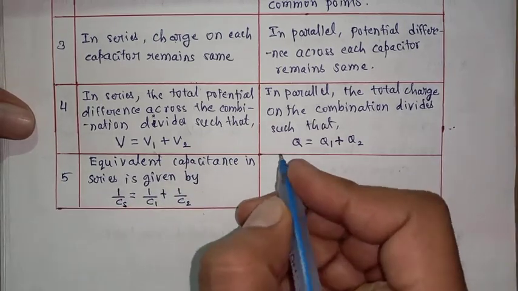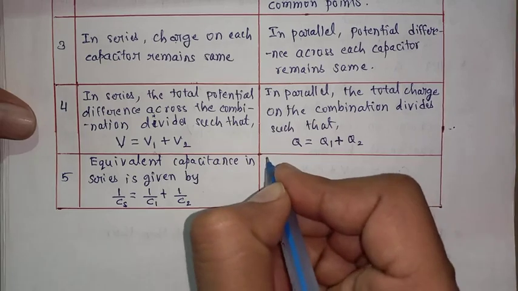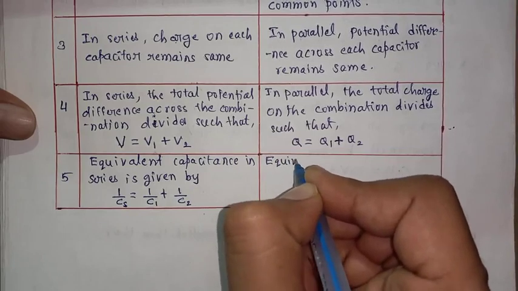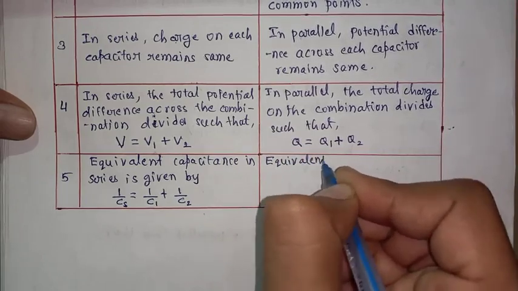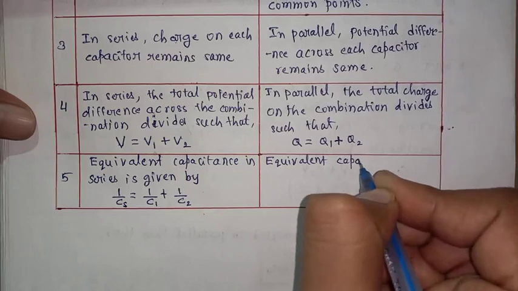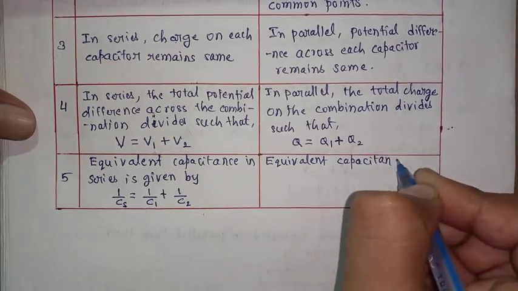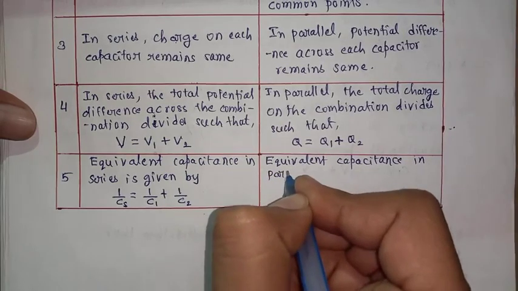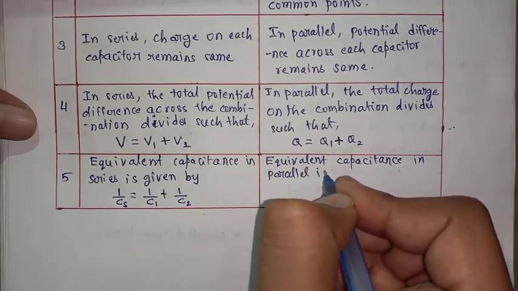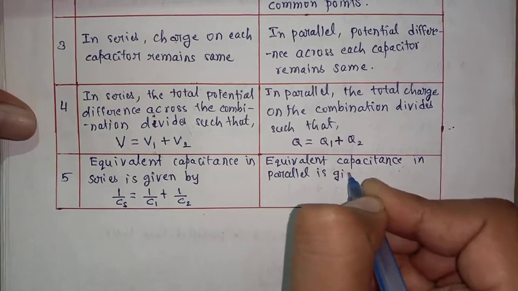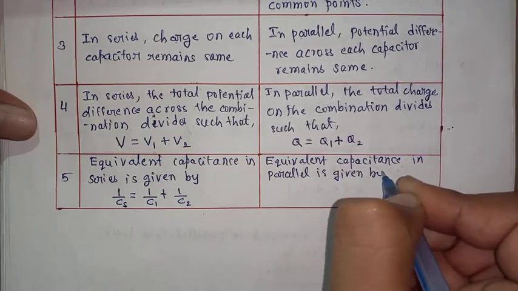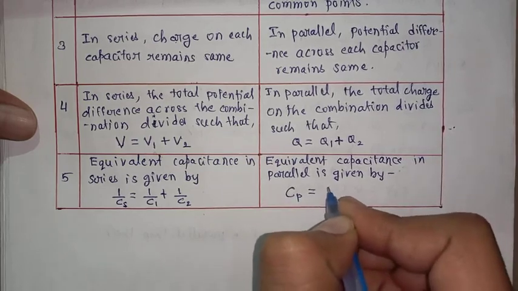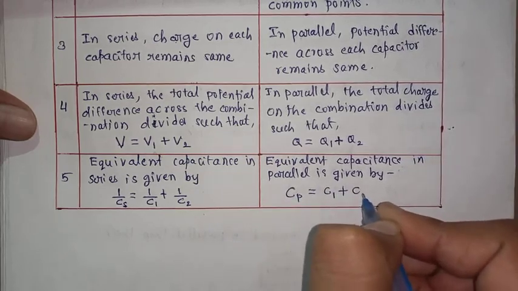So here in case of the parallel combination, what is the equivalent capacitance formula? Equivalent capacitance in parallel is given by the formula Cp is equal to C1 plus C2.